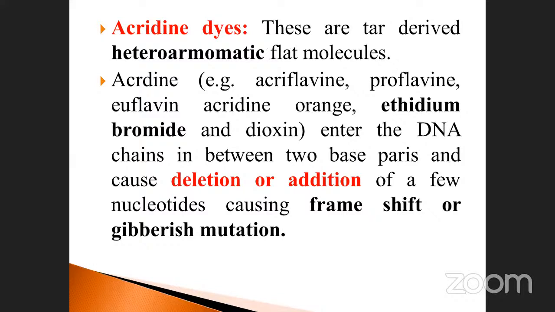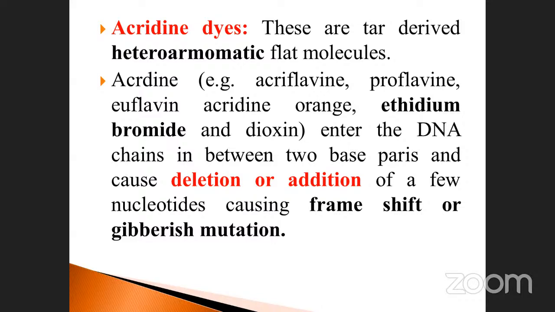Then acridine dyes are also one of the chemical substances used for chemical mutations. These are tar-derived heteroaromatic flat molecules. Flat molecules means the chain structure will be straight, with no up and down movement. Examples of acridines: acriflavine, proflavine, euflavine, acridine orange, ethidium bromide and dioxin. These are all known as acridines.